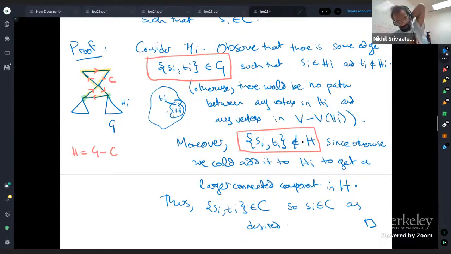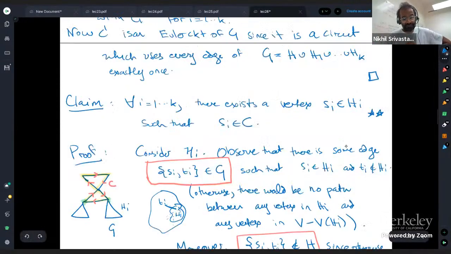Okay, so it's a weirdly tricky argument, this claim. So we go through it again. What do we use? Well, we use that G is connected. So there has to be some edge coming out of HI, but that edge cannot be in H because HI is a maximal connected subgraph of H. So that edge has to be in C. And then we're in business, right? There's an edge of the cycle touching HI. So that's it. That completes the proof of Euler's theorem.